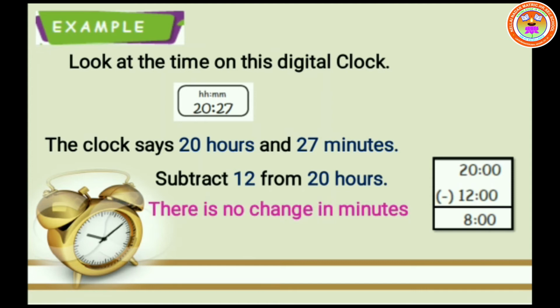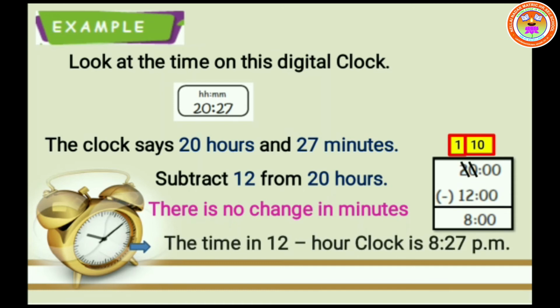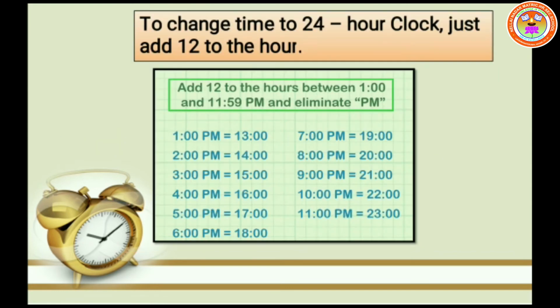There is no change in minutes. 0, 0. We can't subtract 2 from 0. So borrow from 2. 10 minus 2, 8. 1 minus 1, 0. So the time in 12-hour clock is 8:27 p.m.